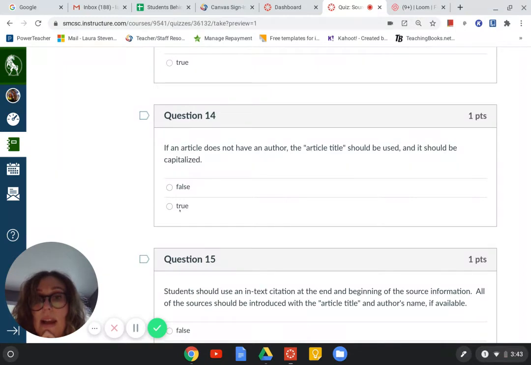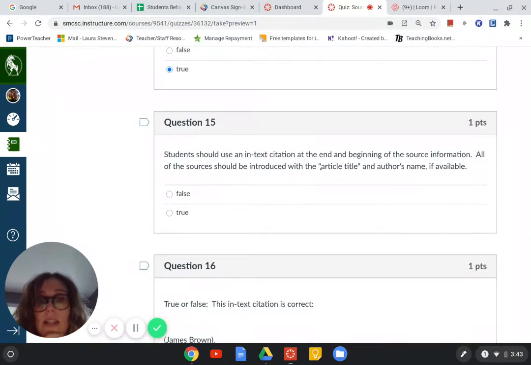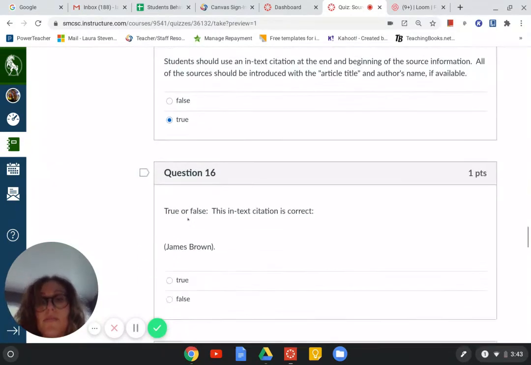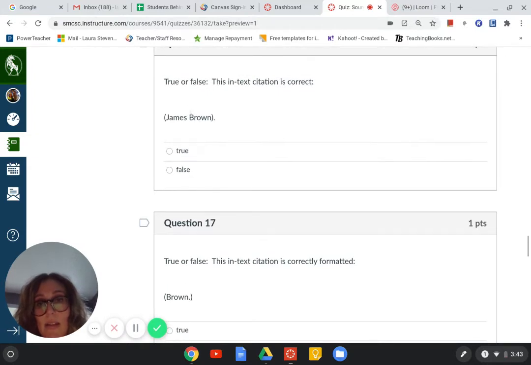I would say, yeah, definitely. Students should use an in-text citation at the beginning and the end of the source information. All the sources should be introduced with the article title and the author's name. That sounds right. Is that in-text citation correct? I would say I definitely see a problem with it. Like, I don't need an author's first name in an in-text citation.